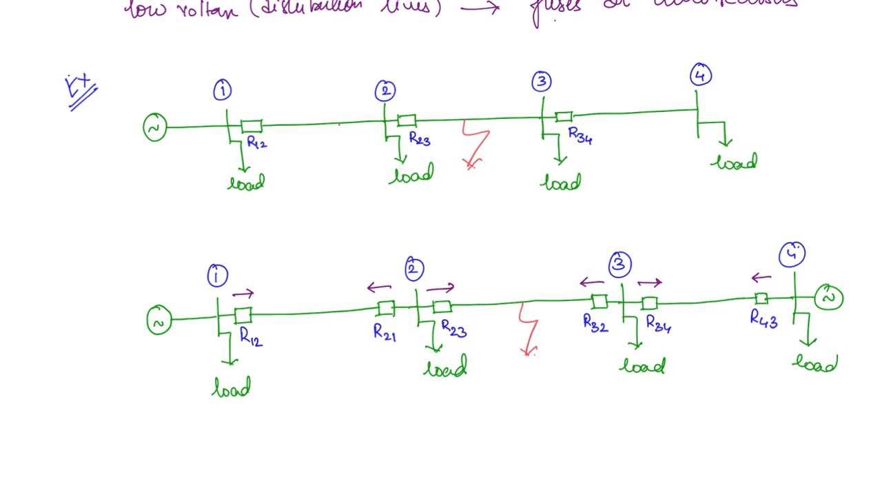Now what we want ideally, since power is being fed from both sides, is that both these relays, R23 as well as R32, should break. So that is the desired outcome.